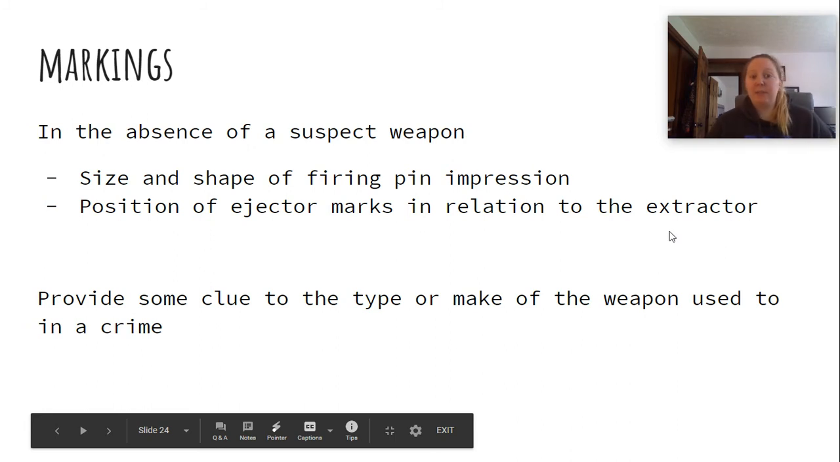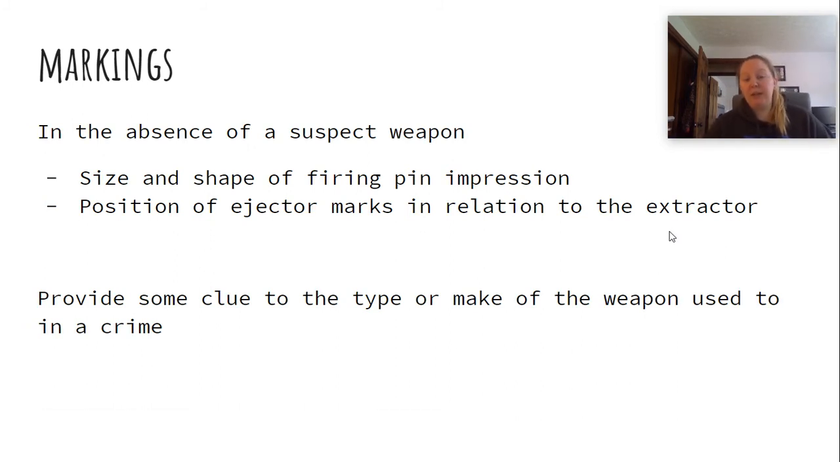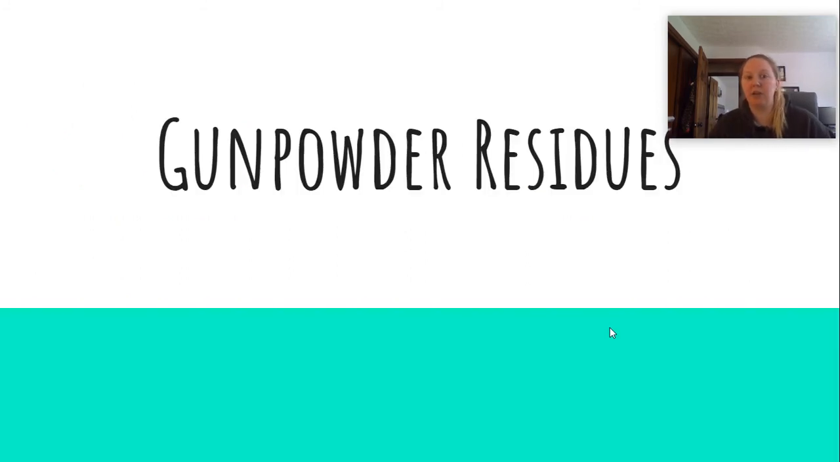In the absence of a suspected weapon, you want to look at the shape and size of the firing pin impression, the position of the ejector marks relative to the extractor. This can provide some clues to the type or make of weapon used in that specific crime.